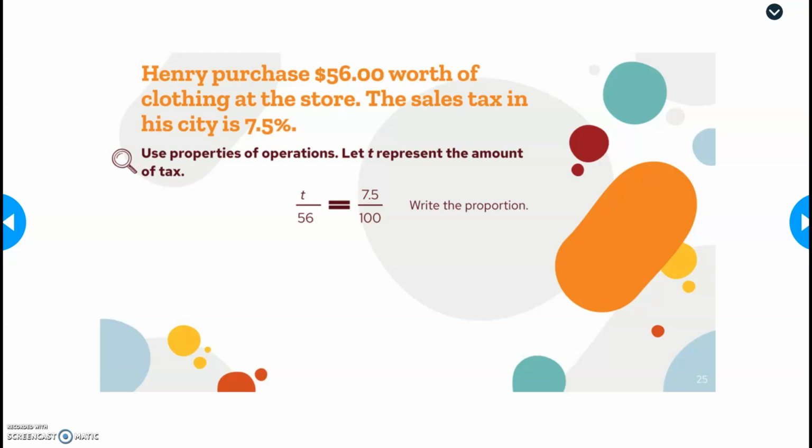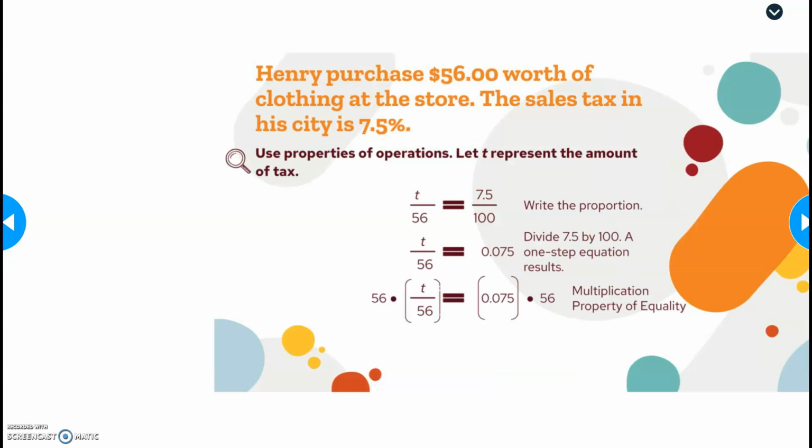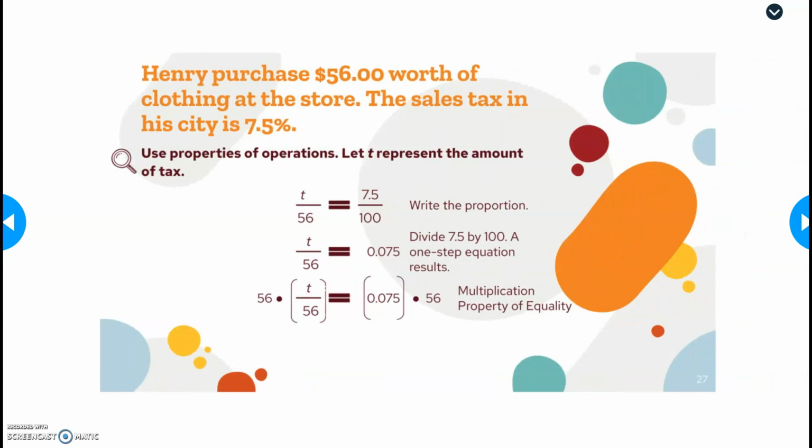Hey, look, a proportion. That looks pretty familiar. We have T over 56, how much I spent on clothes, equals 7.5 over 100. Remember, we're purchasing $56 worth of clothes. So now I'm going to divide my 7.5 by 100. T over 56 equals 0.075. So I multiply by my denominator to get my T all by itself. What I do to one side, I have to do to the other. That's just the multiplication property of equality. And then I simplify. So my tax is $4.20.